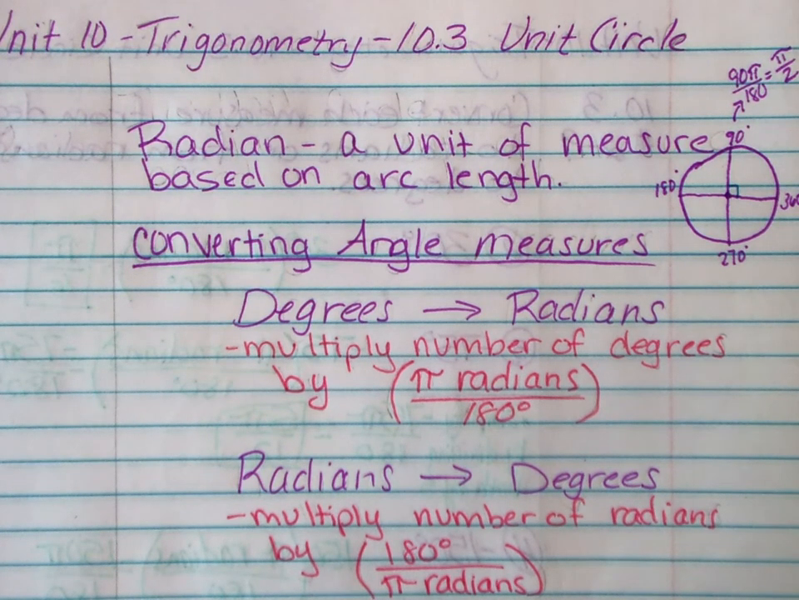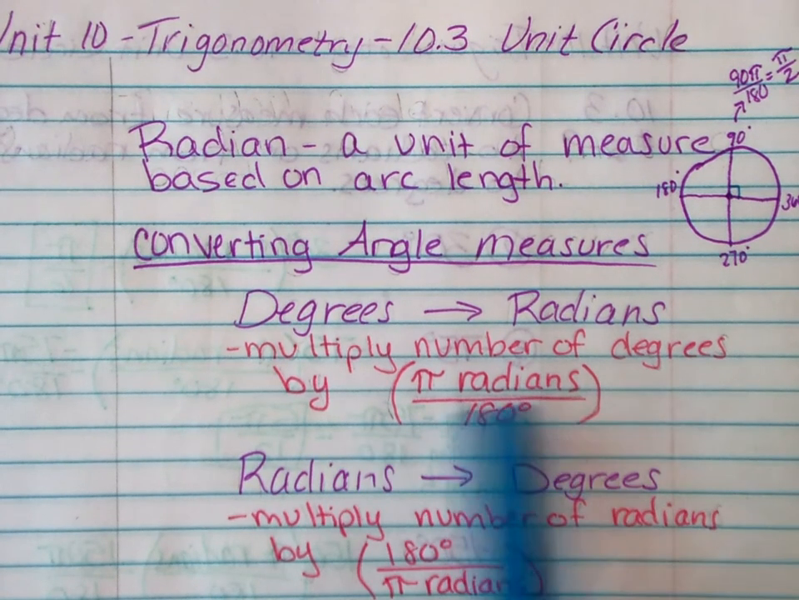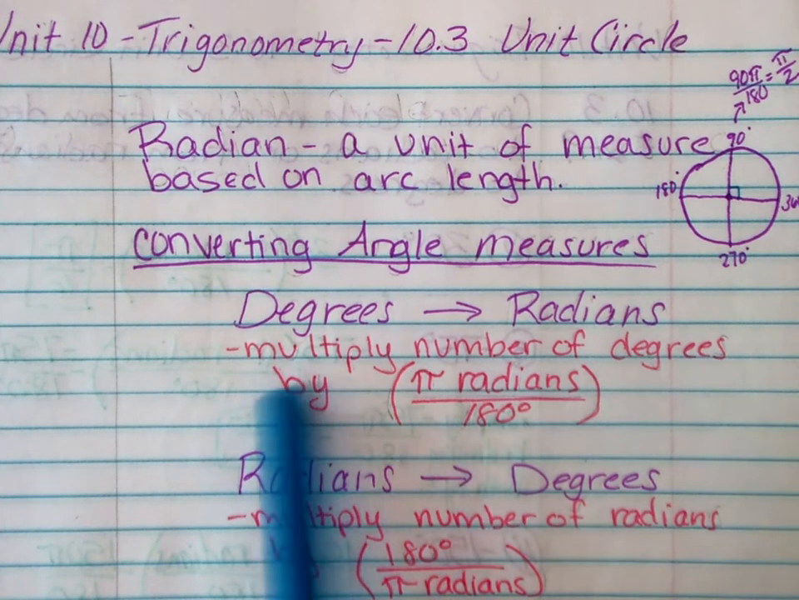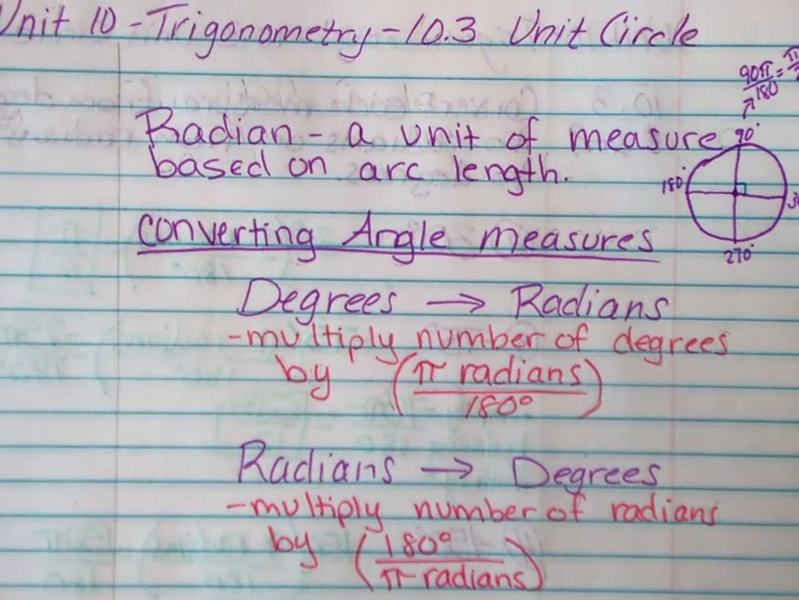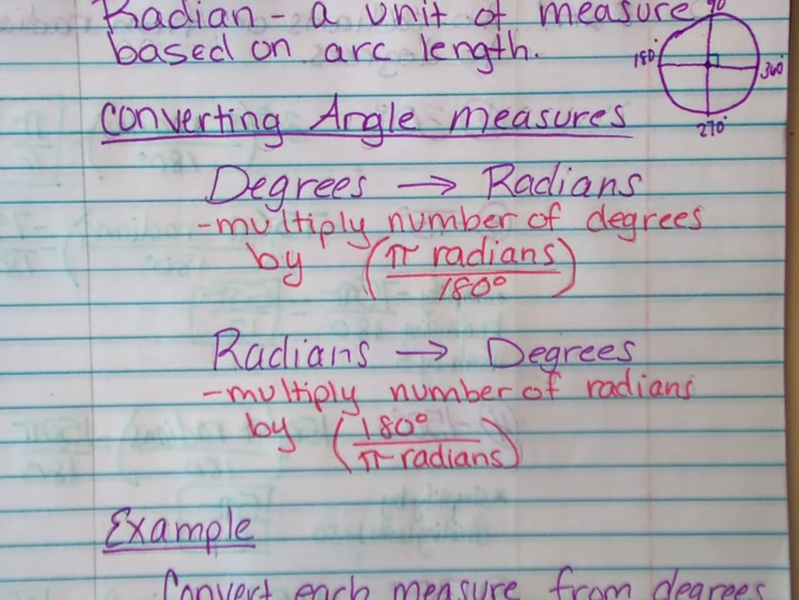When we convert these angles, when we go from degrees to radians, we're going to multiply the number of degrees by pi radians over 180 degrees. So that's degrees to radians. We're going to divide by 180 and multiply by the pi. For radians to degrees, we are going to do the opposite, the reciprocal. We are going to multiply by 180 over pi radians.